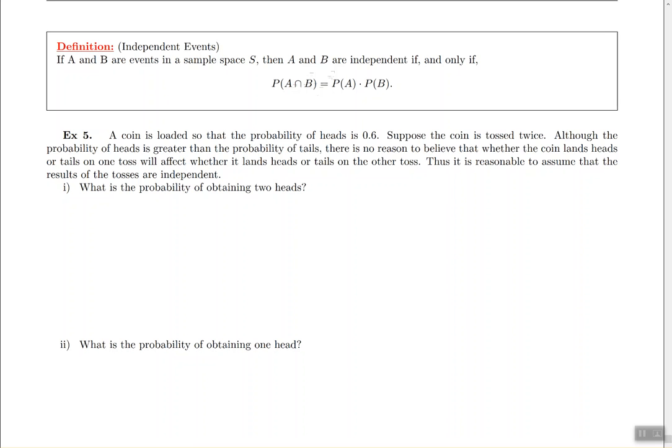For example, in a coin toss, if you land heads the first time, it doesn't mean that you're going to land heads the second time. It also doesn't mean that you're necessarily going to land tails the second time. Anything could happen.